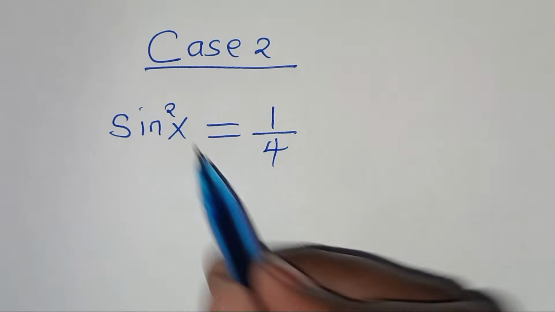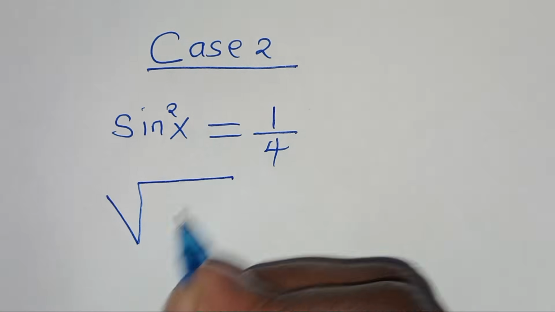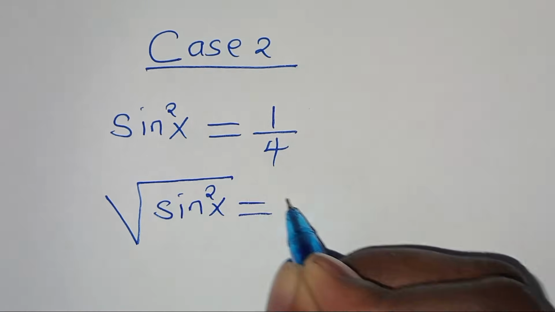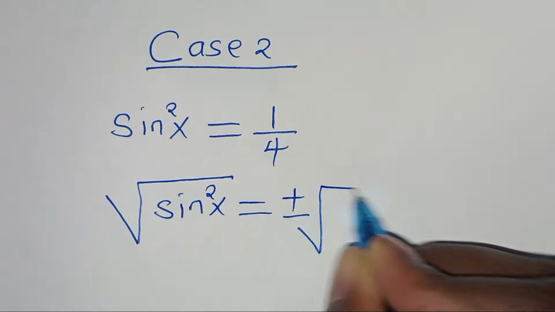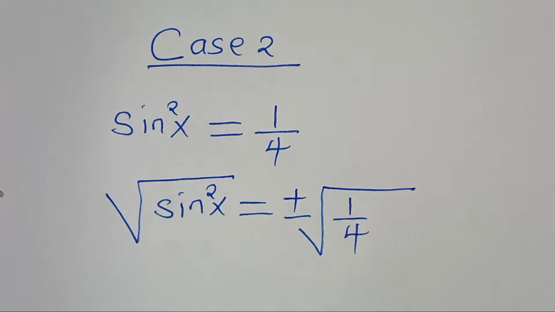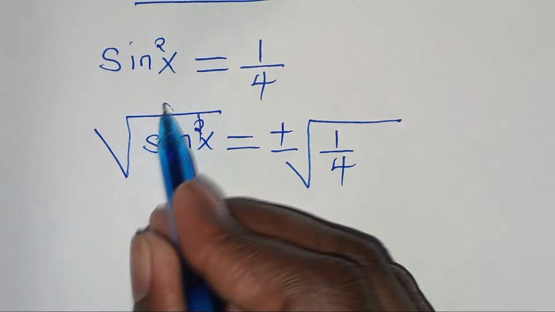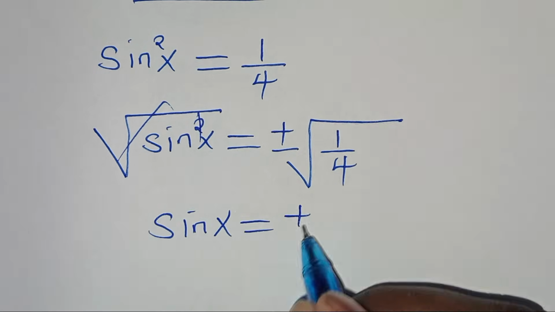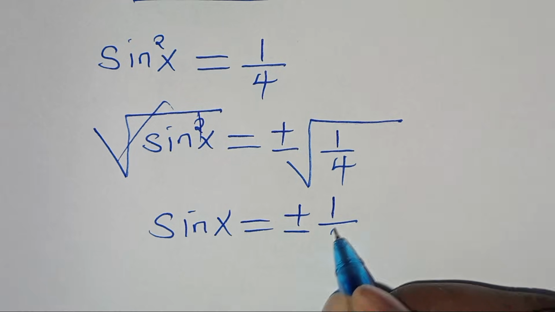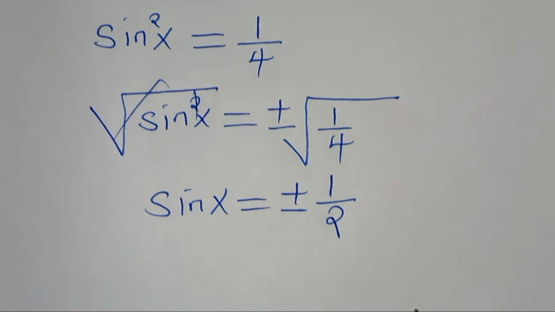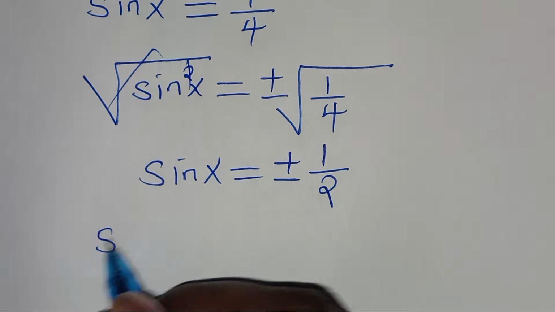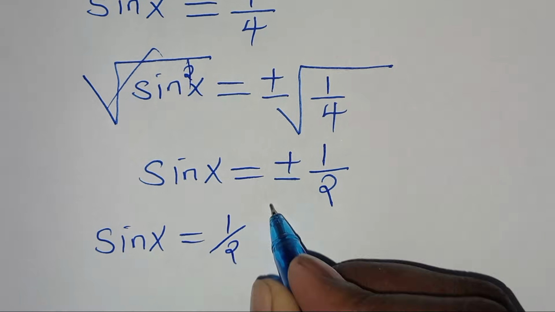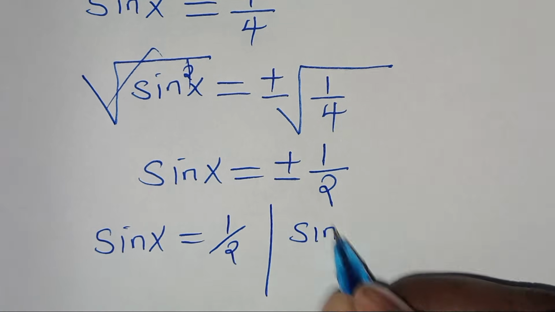Now for sine x here, let's introduce a square root on both sides. We have the square root of sine squared x, which is equal to plus or minus the square root of 1 over 4. So this implies that sine x is equal to plus or minus 1 over 2. So we have two possible values of sine x here. One is a half, and the second one is minus a half.